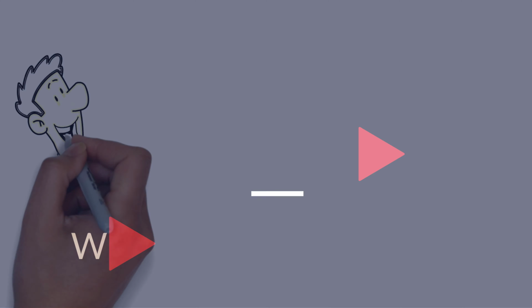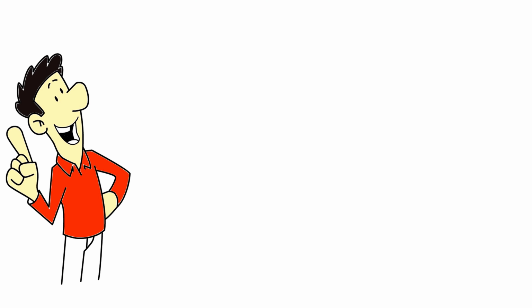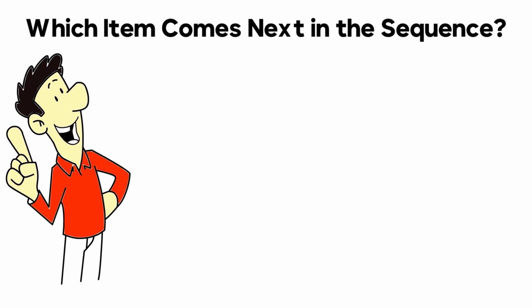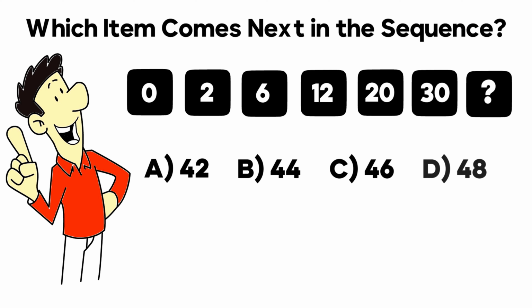Very frequently on the test, you might be asked to detect a pattern. In this question, we're being asked which item comes next in the sequence, and we're presented with a sequence of items. 6 items in the sequence are visible: 0, 2, 6, 12, 20, and 30. And the next item is missing. And you're being asked to select one of the 4 following choices. Choice A, 42. Choice B, 44. Choice C, 46. And choice D, 48.